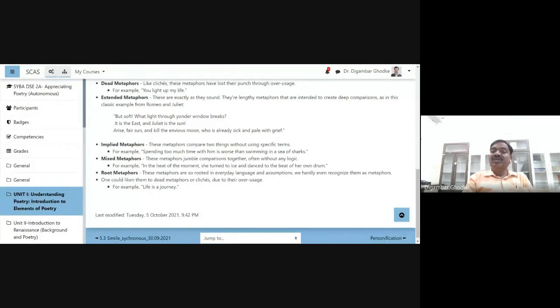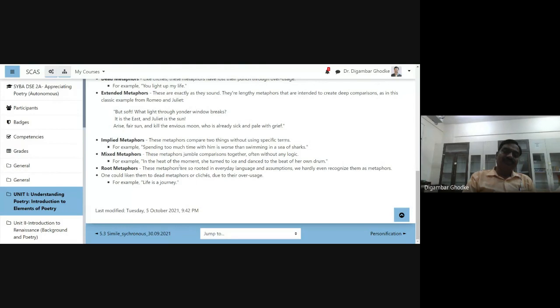Spending too much time with him is worse than swimming in a sea of sharks, means it is dangerous to spend time in his company. So this is what we understand through this metaphor. It is dangerous to spend time with him. His life will be in danger.